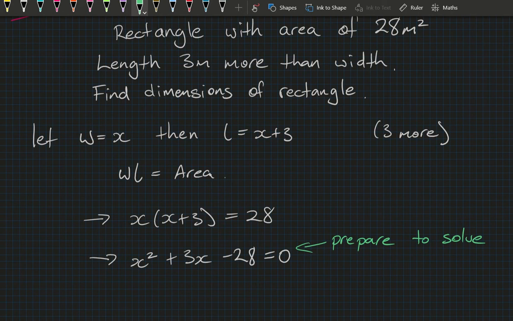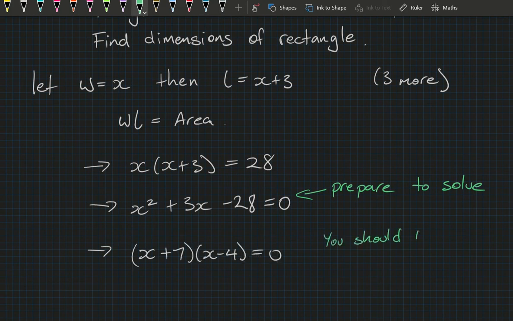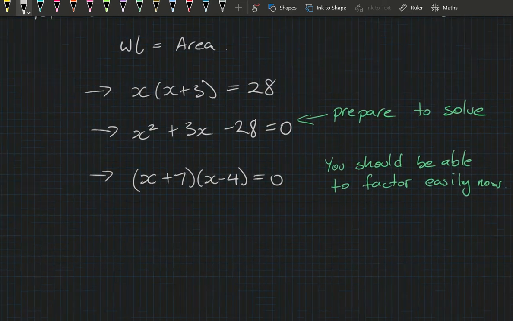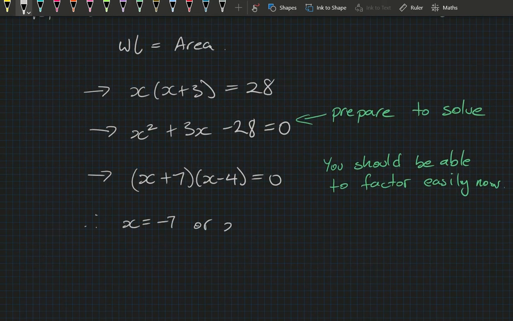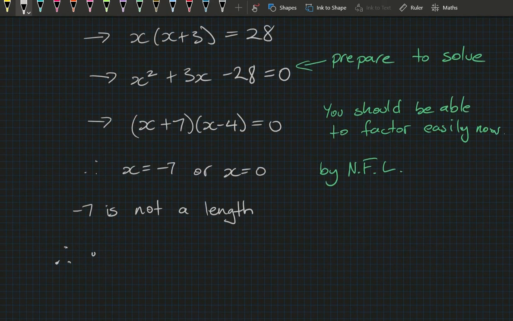Alright, hopefully you're super confident with this, but I already know that I can factor this as x plus 7 times x minus 4 equals 0. But you really should know this by now. Now this means that x is equal to minus 7 or x is equal to 4, just using the null factor law. Now of course minus 7 is not a length, and because w equals x, that means w equals 4, and because l equals x plus 3, we get l equal to 4 plus 3, which is 7.